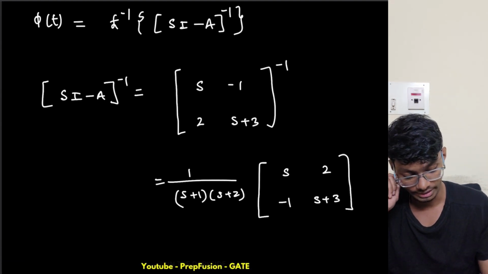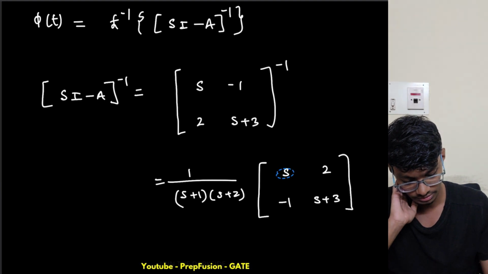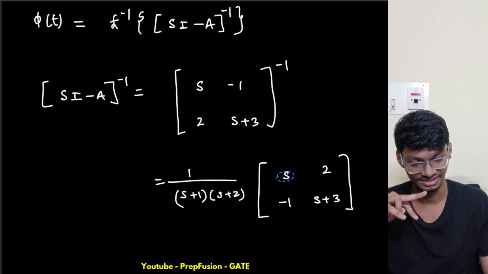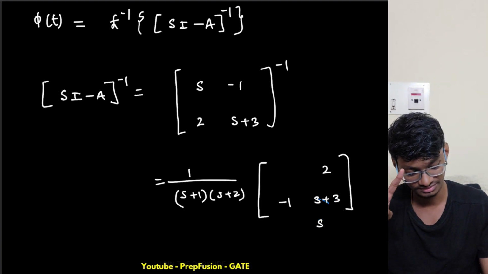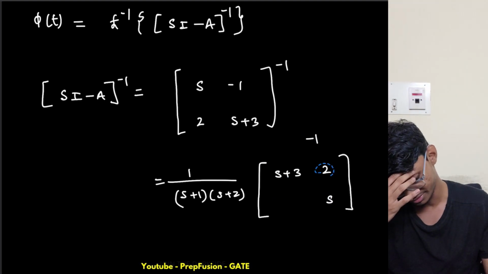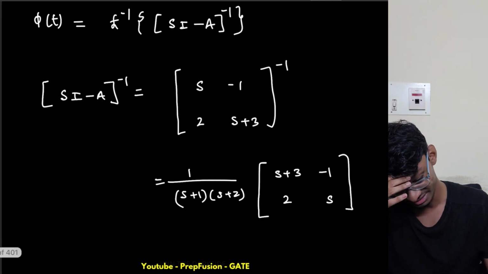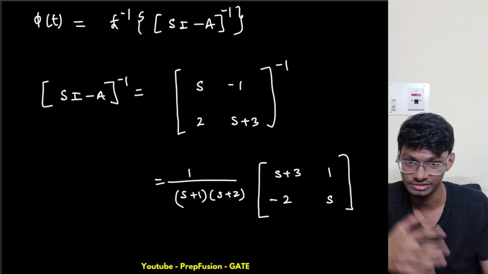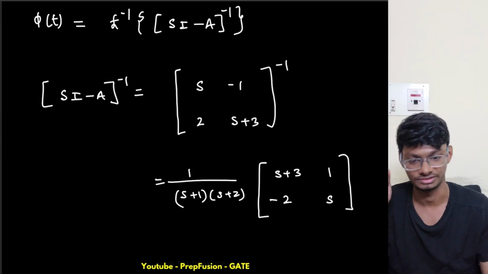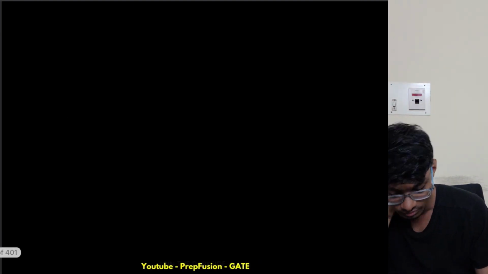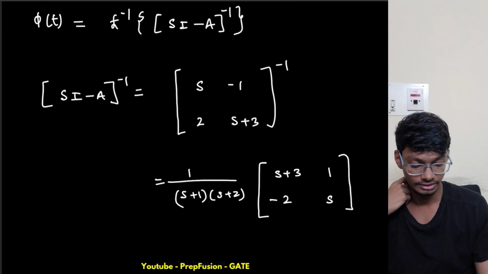Oh sorry, I forgot to swap this. I did the opposite actually. What I did was swap the off-diagonal elements. What I had to do was swap the main diagonal elements and change the signs of the off-diagonal ones. I'm really sorry. Too much work and I'm missing simple things. So be careful, in the exam also these silly mistakes may happen.